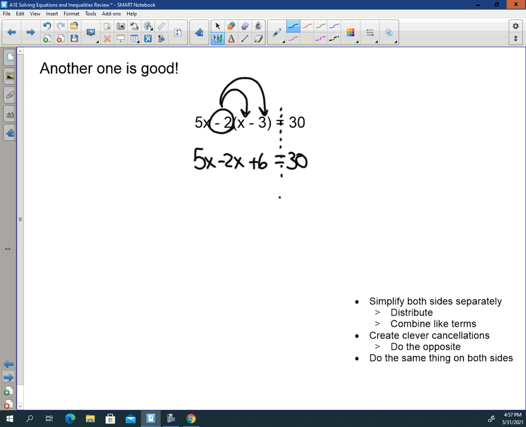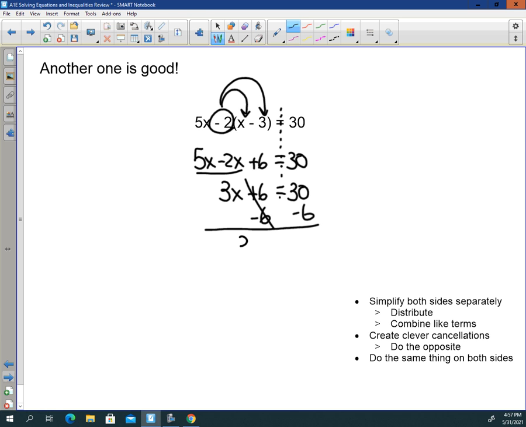All right, and now we've distributed, but notice how we have some like terms right here. So we're going to take care of those next. 5x's minus 2x's is 3x, plus that 6 that has nobody to combine with equals 30. 30 is completely simplified. And now that we have no distribution to do and no like terms to combine, we can start canceling. So we're going to get rid of the 6 on both sides.